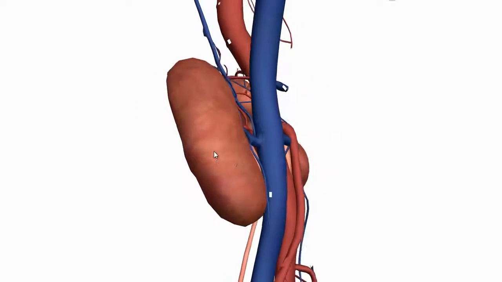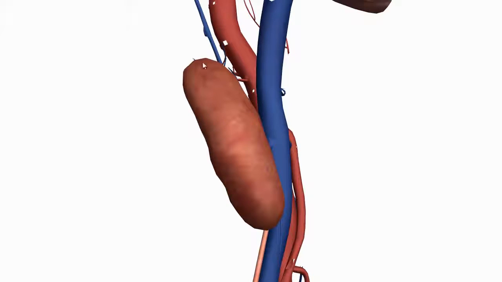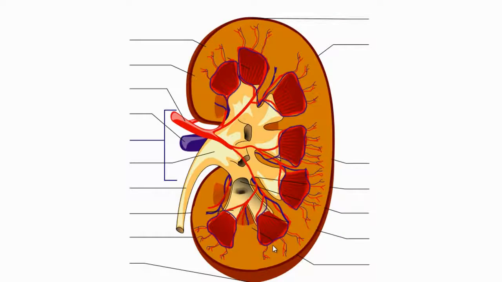So let's just imagine taking a slice through the kidney in this sort of plane. So we're looking here at a section of the left kidney. So the area where these structures enter is the hilum, as I mentioned, and the hilum continues as the renal sinus inside the kidney. So the renal sinus contains all these structures that enter into and out of the kidney. So it's the continuation of the hilum inside the kidney.